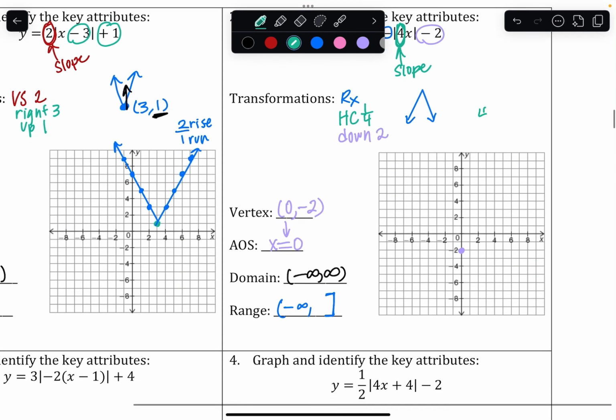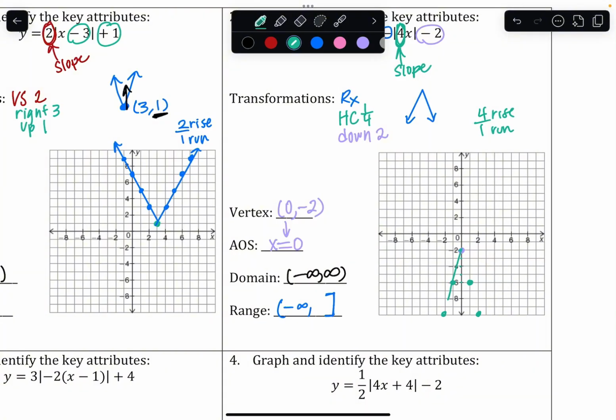So that means 4/1, that's our rise, that's our run, but we're gonna go down 4 since it's opening down. 1, 2, 3, 4, run 1. Down 4, run 1 on each side. Down 4, back 1, down 4, back 1.